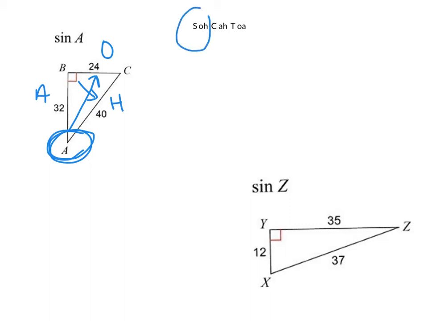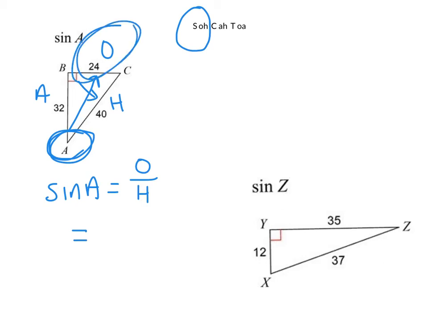Sine is opposite over hypotenuse. So the sine of A is equal to opposite over hypotenuse. My opposite is 24. All I have to do is look up there. It's already labeled. My hypotenuse is 40. I know that 4 goes into each of these numbers. So 24 divided by 4 is 6. 40 divided by 4 is 10.